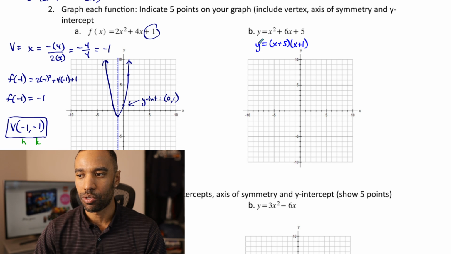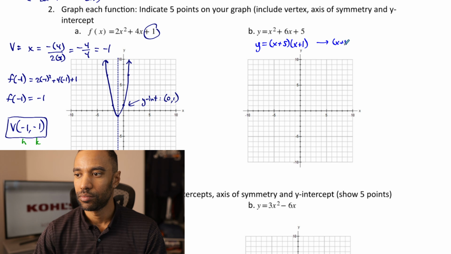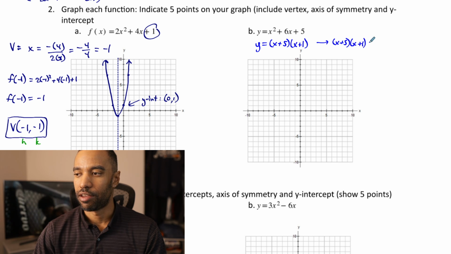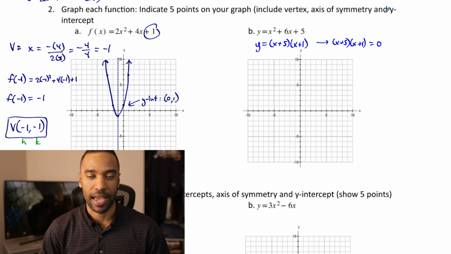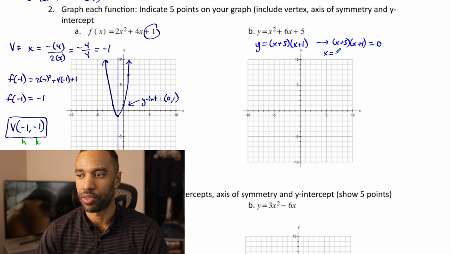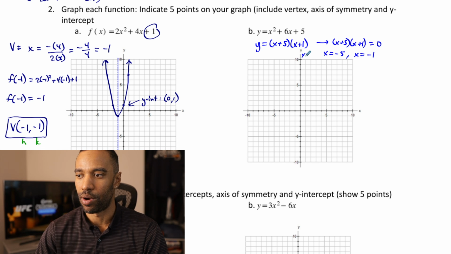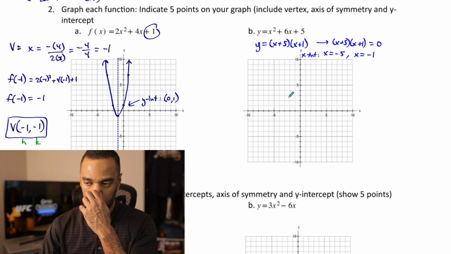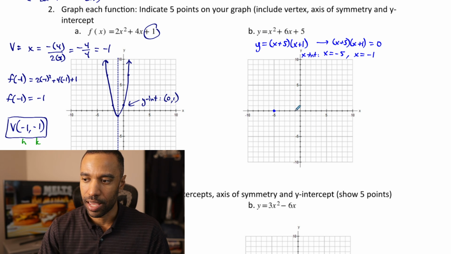If I set that product equal to 0, y equals 0, then the x's that I can find here will be my x-intercepts. And when it's factored, that's very easy to find. If x plus 5 equals 0, then x equals -5. And if x plus 1 equals 0, then x equals -1. These are my x-intercepts, -5 and -1.